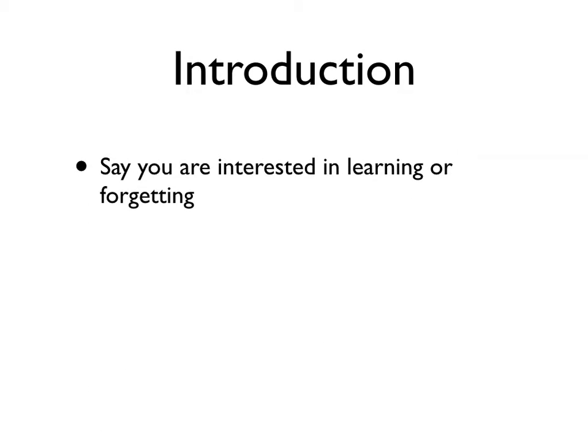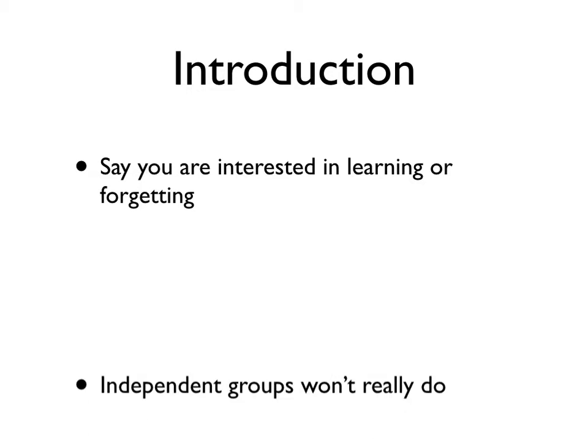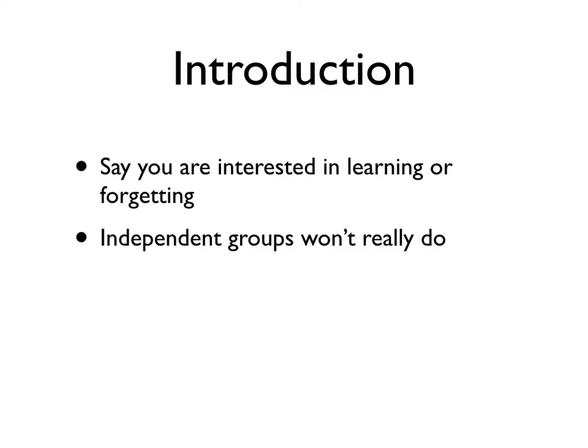So, let's say you're interested in learning or forgetting. So you have to look at change over time, right? You can't really do independent groups with that. You can't say this group is going to have this many trials and this group is going to have this many trials. Let's see how the learning happens between the two. It's a weird comparison to make.